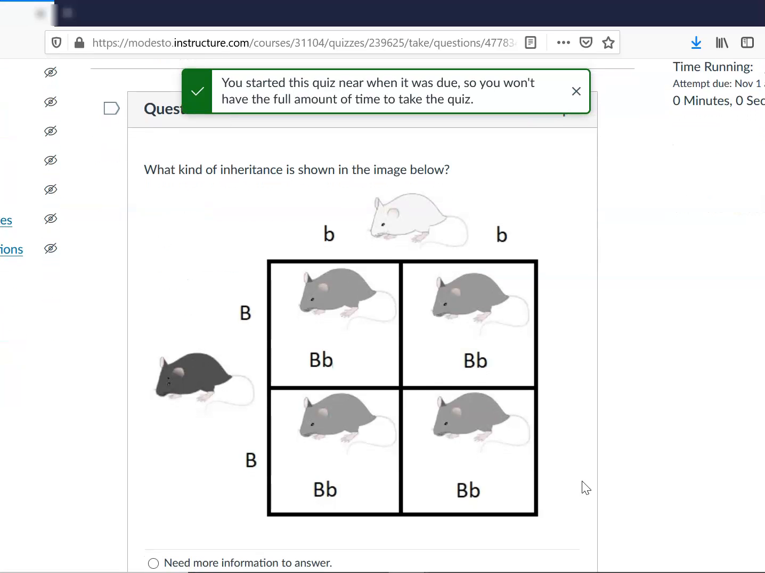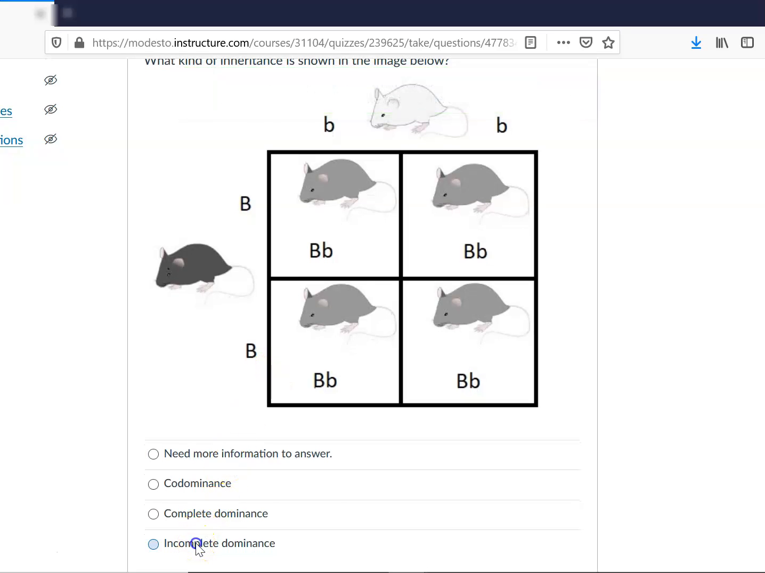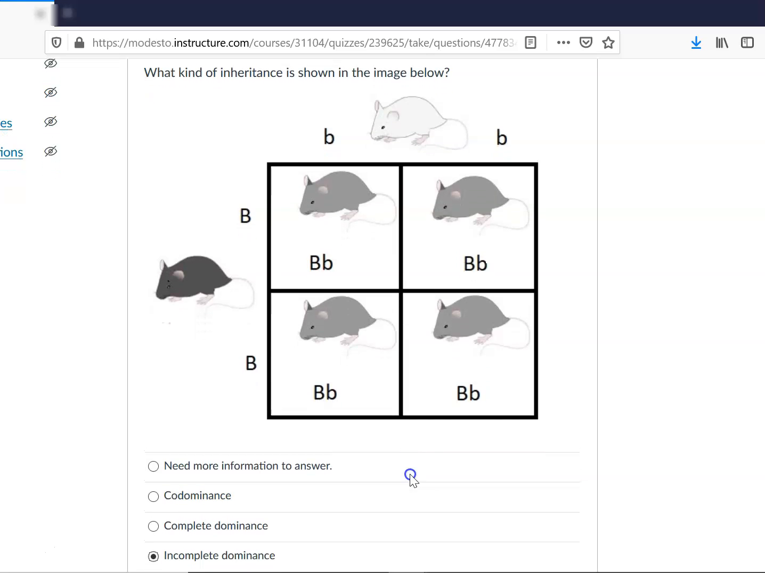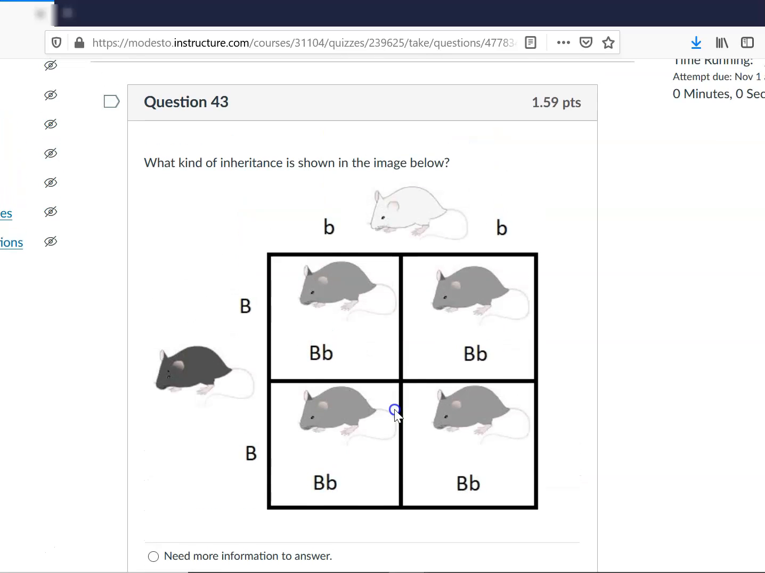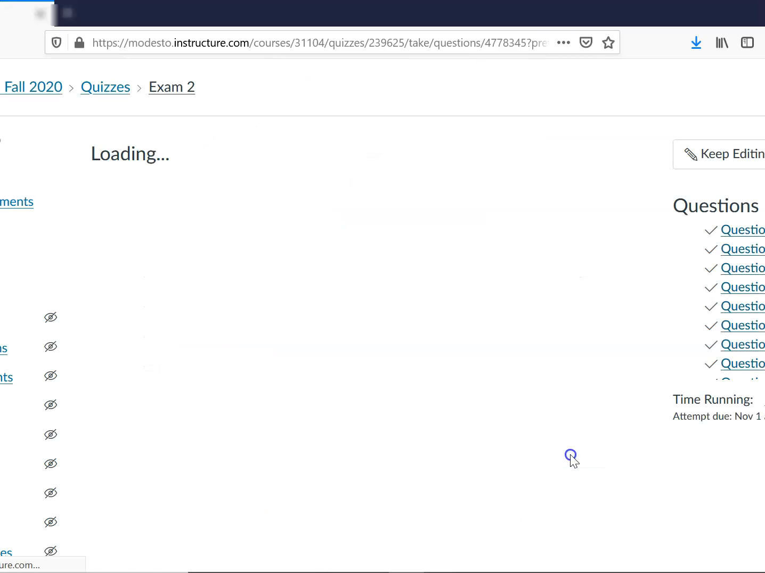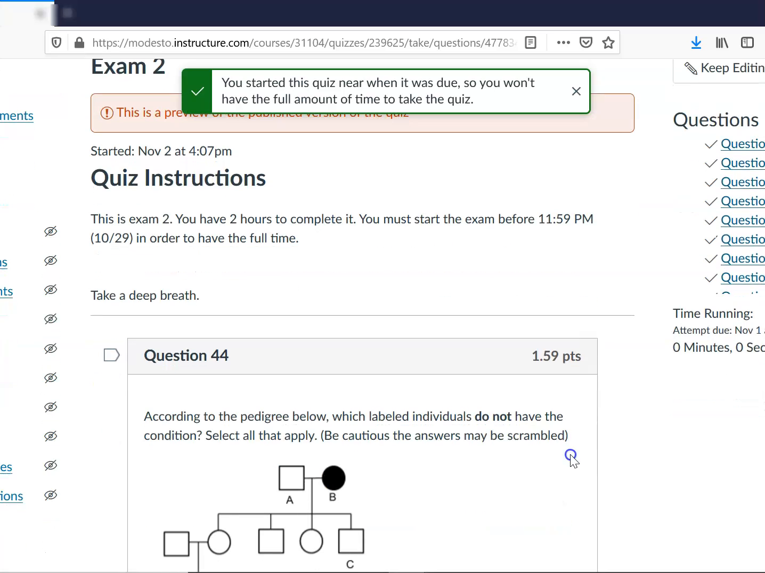Okay. So what kind of inheritance is shown? You have a white mouse and a black mouse. This is the same question as before. Unfortunately, I should have probably made a codominance one, but that's okay. This is, again, incomplete dominance. Maybe some versions of the test did get a codominance. If you got that, email me.